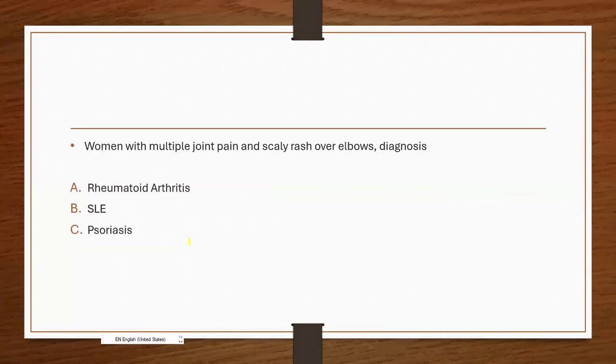Next one, woman with multiple joint pain and scaly rash over elbows. What is the diagnosis? A, rheumatoid arthritis. B, SLE. C, psoriasis.